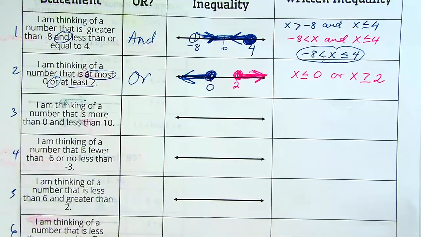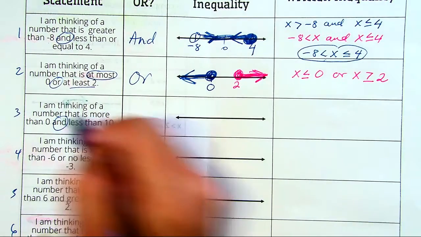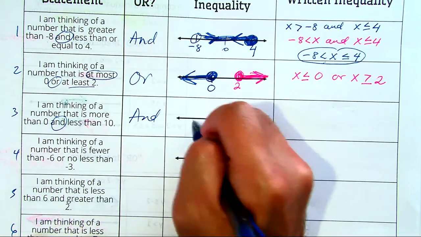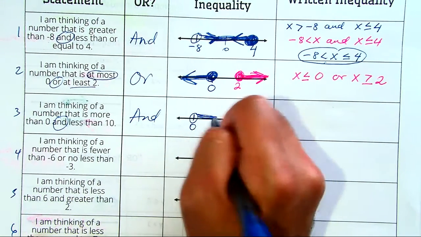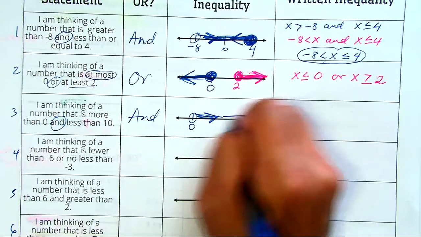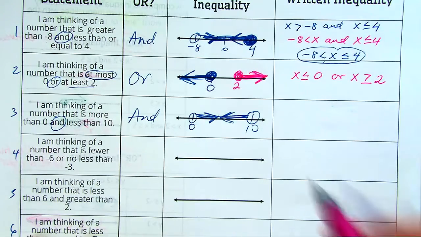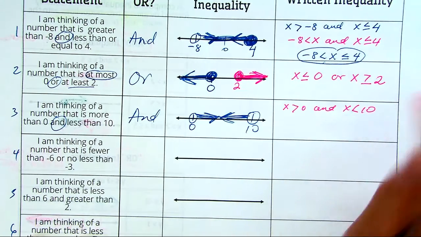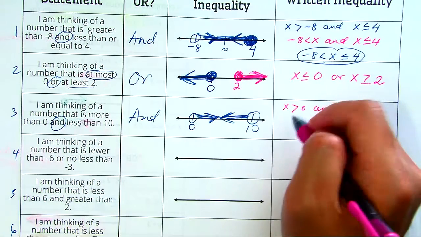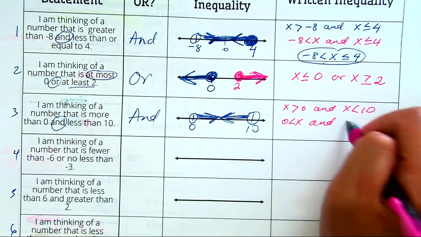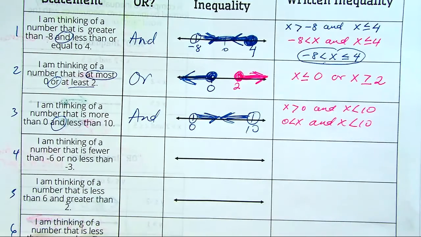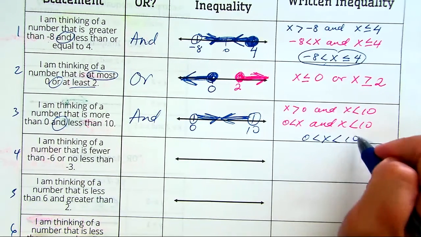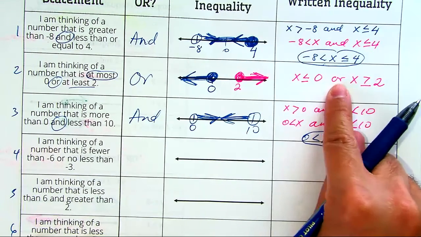Example 3 is an "and". More than 0 but less than 10. So here is 0, more than 0, less than 10 is in the middle. There you go. So we write x greater than 0 and x less than 10, but we want the direction to be the same way, so we're going to flip this. Notice x and x are the same, so we're going to put it together as 0 less than x less than 10. For an "or", we don't have to do that, but for an "and", we want to write it like this.